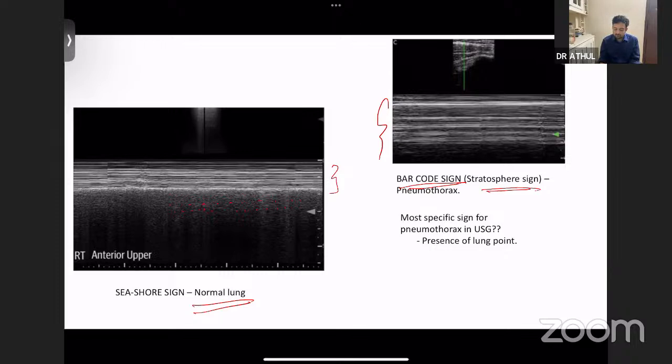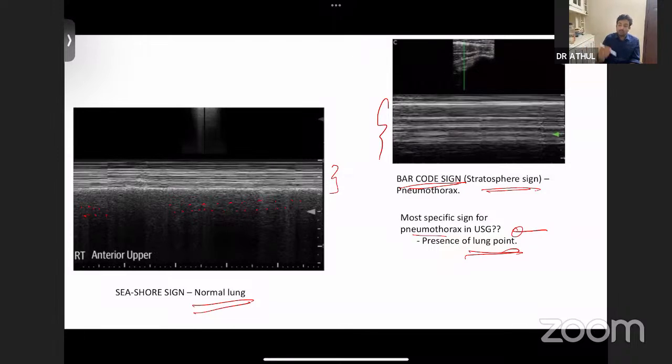The most specific sign for pneumothorax in ultrasound is the presence of a lung point. If you see the differentiation between the stratosphere and the seashore here, that is known as the lung point, the marker between the collapsed lung and the pneumothorax. Just remember, the seashore sign is seen in a normal lung, with multiple granules like this, but in the barcode sign, only the barcode is seen, no sand. It is seen in pneumothorax.